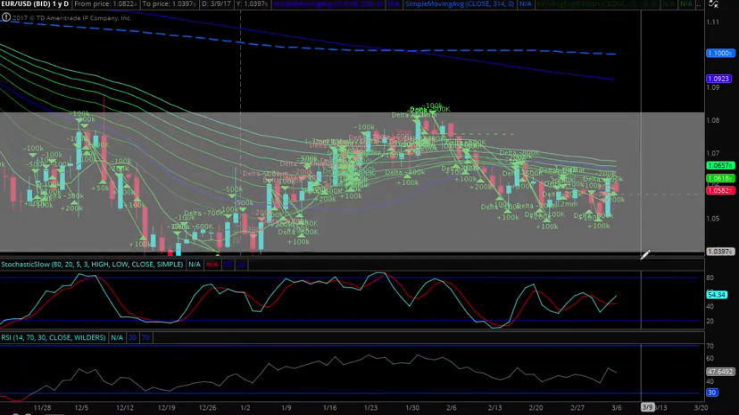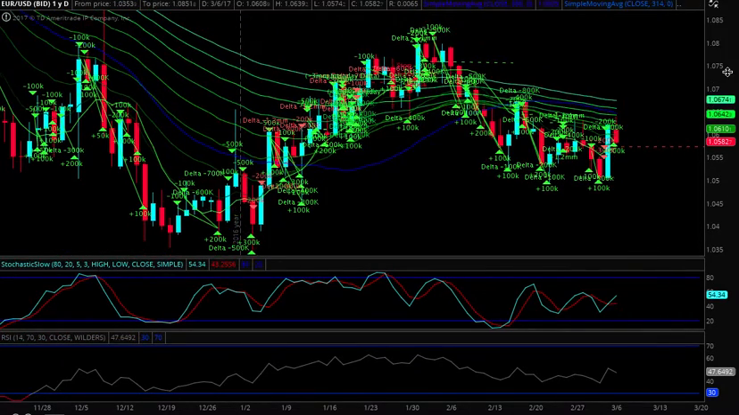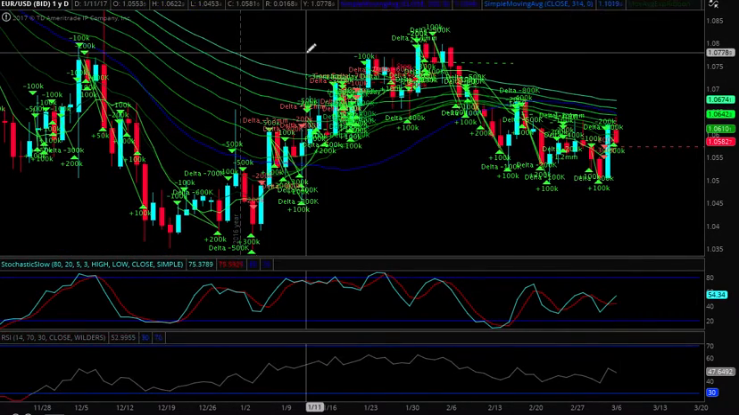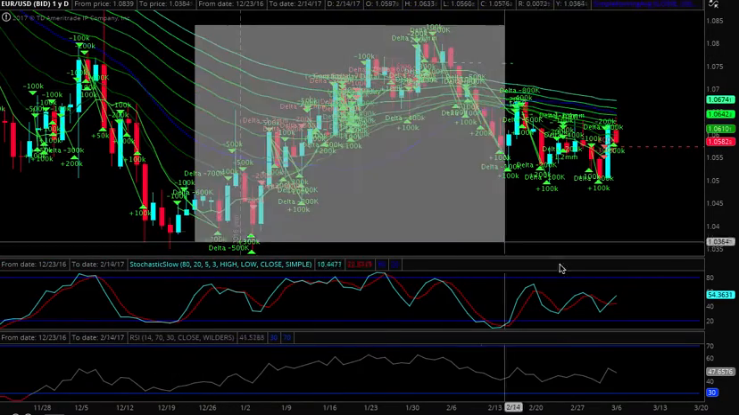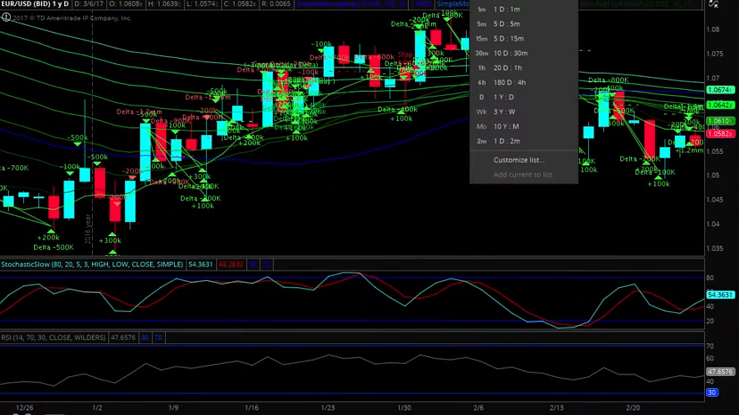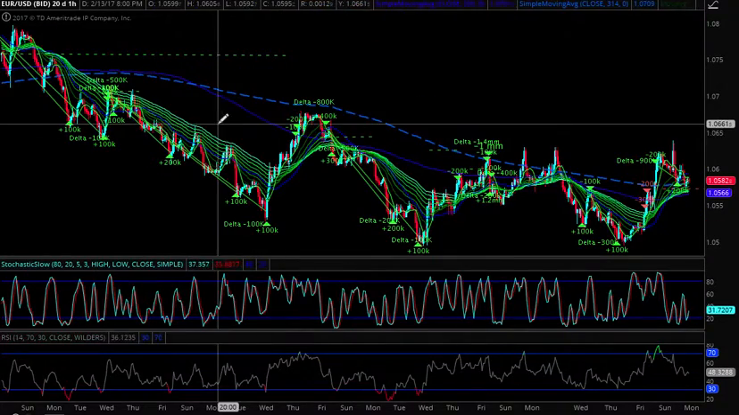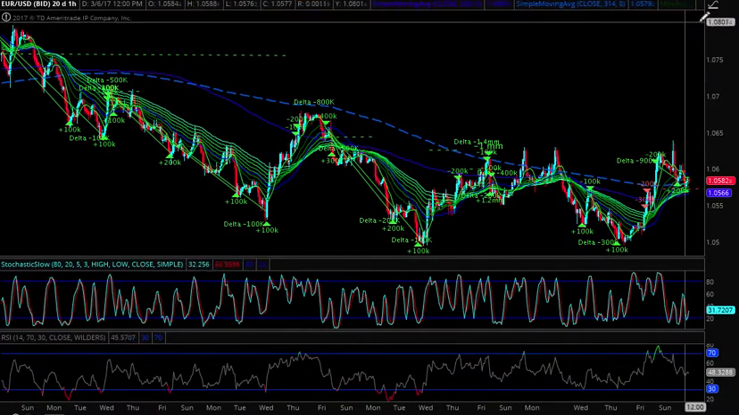But again, it's not one entry at one price. That type of trading doesn't work. So what I will say is I'll say things like, okay, I want to be a seller of the euro as long as we're below 108.